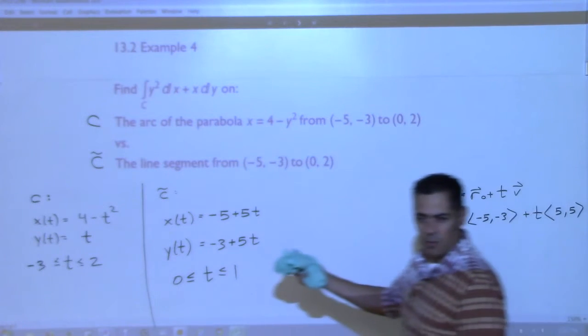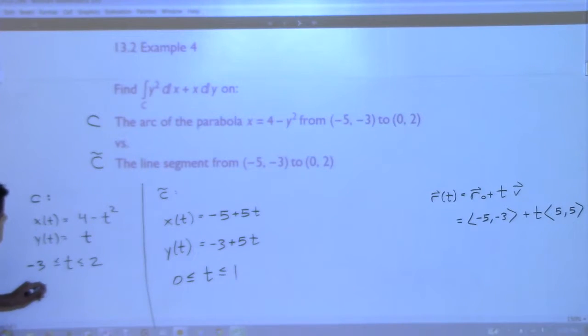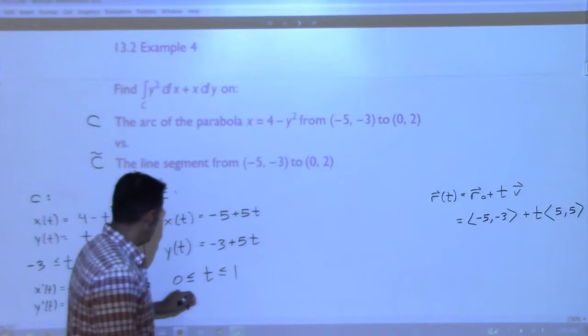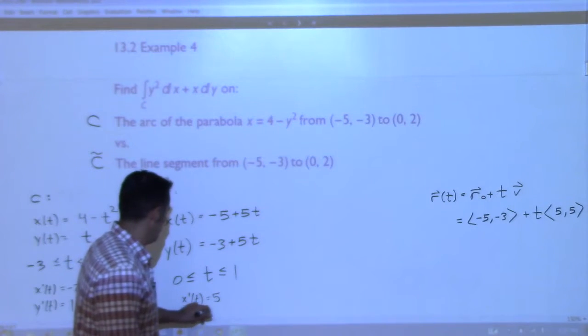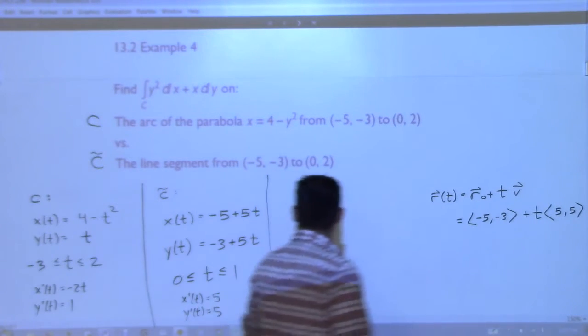We will need the derivatives, won't we? Yeah. May as well get those now. Okay, x prime of t here is -2t. y prime of t is just 1. Over here, x prime of t is 5, and y prime of t is 5. Okay? All right, now let's do the comparison.